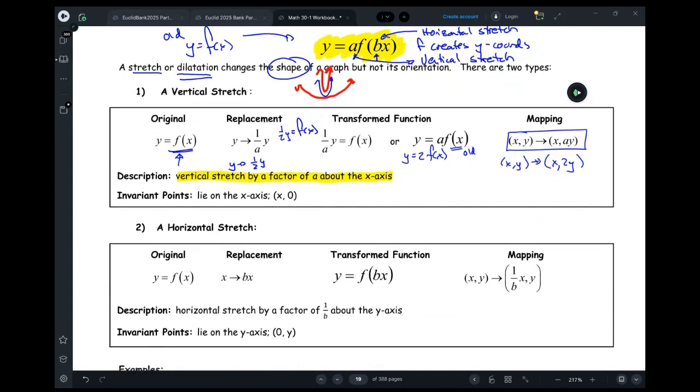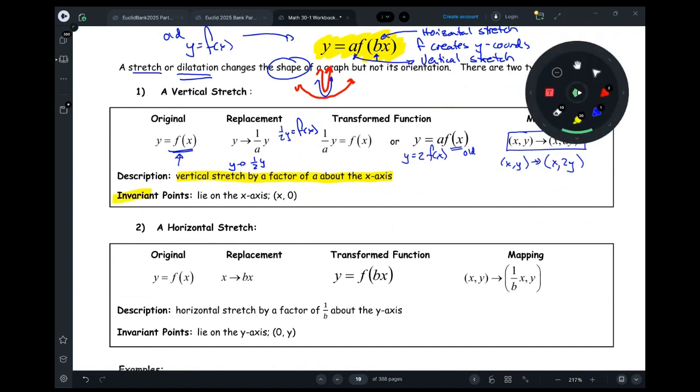Now, because this stretch is achieved by multiplying the y coordinate by a value, if I stop and think for a moment, what number doesn't change when you multiply it by, let's say, 2? The answer is 0. 0 times 2 is just 0. It doesn't change. So that gives us our invariant points. Our invariant points are going to lie on the x-axis. These are going to be our x-intercepts.